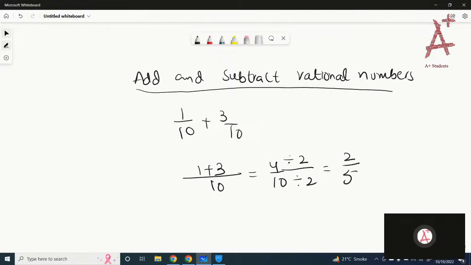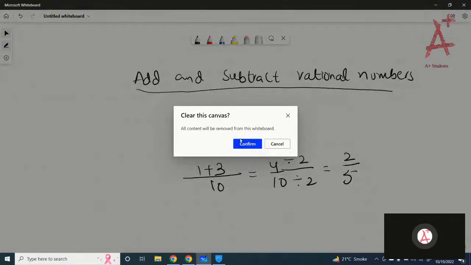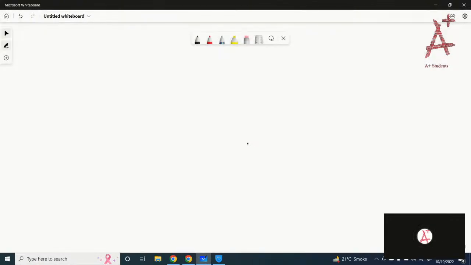Okay, the next one is 9 by 10 minus 1 over 10. So they have same denominators, so just subtract their numerators. It would be 9 minus 1. So 9 minus 1 is 8 over 10.